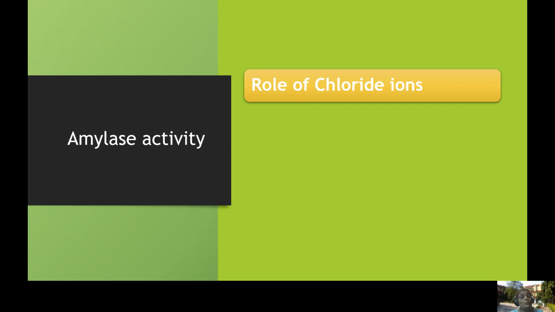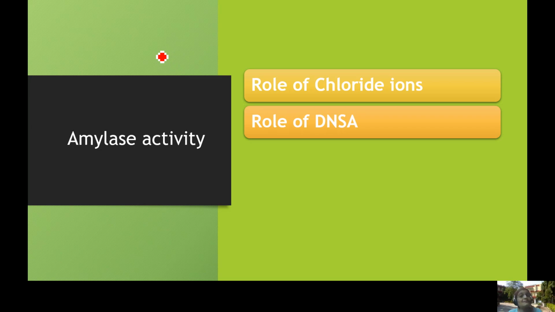So I told you what is the role of chloride ion. It increases the pKa value for the aspartate group in the active site, so that the proton is available for the cleavage of the glycosidic linkage.